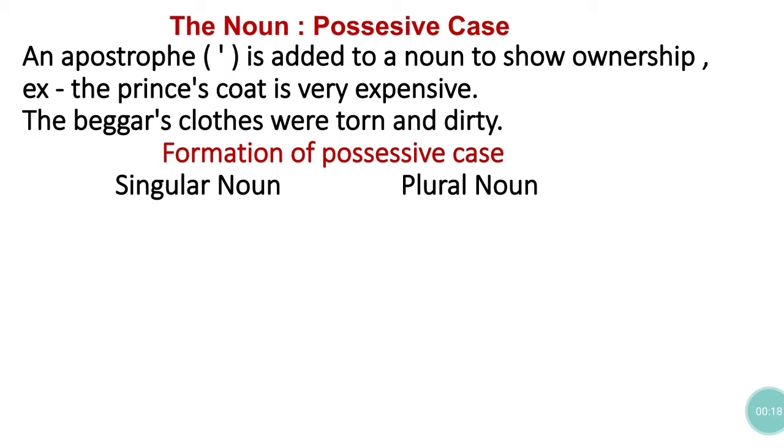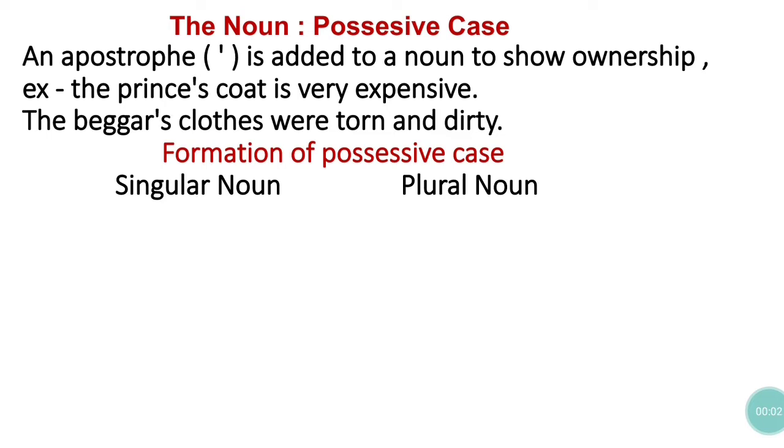For example, the prince's coat is very expensive. So here, prince's coat means the coat possessed by the prince. In the next sentence, the beggar's clothes were torn and dirty. So beggar's clothes means the clothes possessed by the beggar. So as you can see, we add apostrophe s to both the words to show possession. So an apostrophe is added to a noun to show ownership.